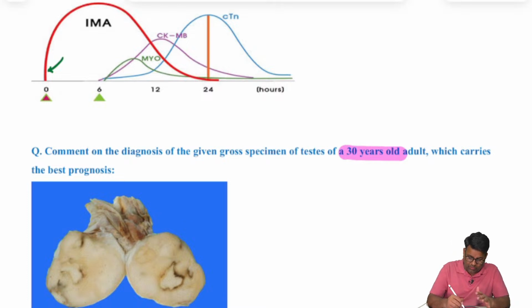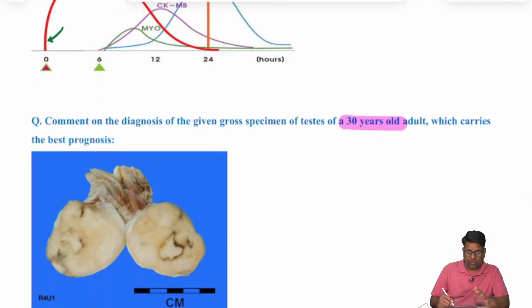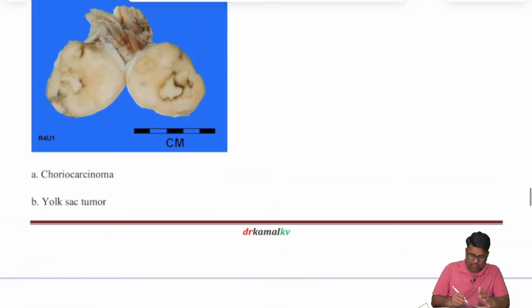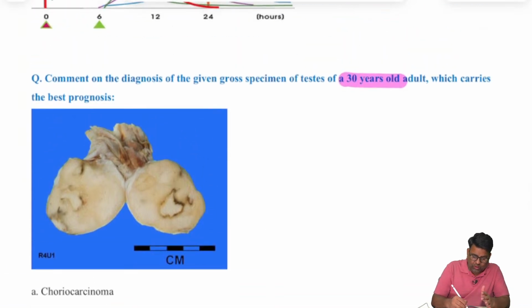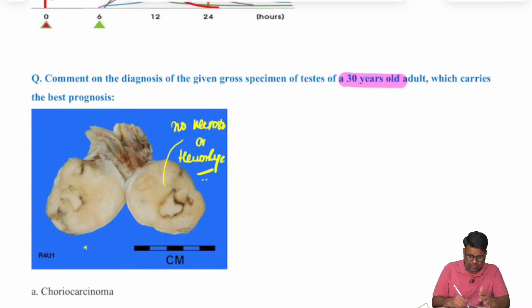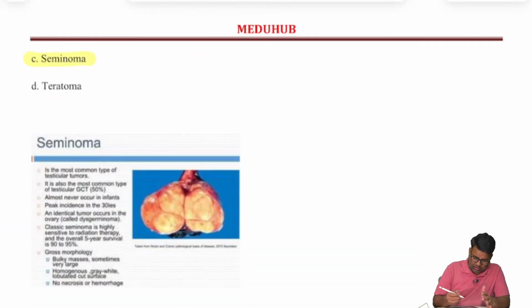It shows no evidence of necrosis or hemorrhage, and that goes more in favor of the diagnosis of seminoma, which of course carries the best prognosis amongst testicular tumors. So what is more important for you to remember is no necrosis or hemorrhage in the pathology, right? So that favors the diagnosis of seminoma. Clear? This is the important line, I think, which you should remember.